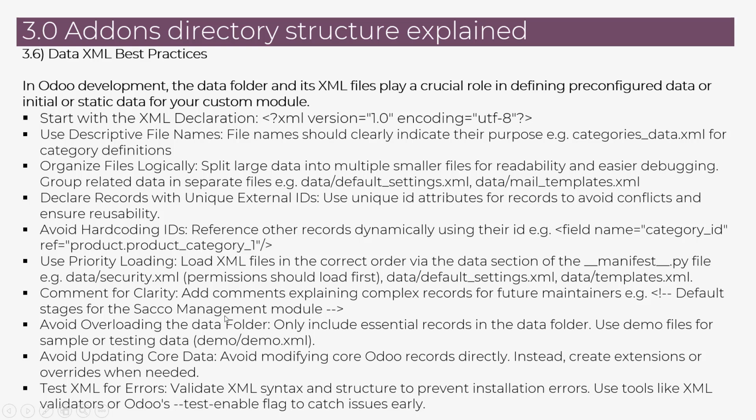So avoid overloading the data folder, only include essential records in the data folder, use demo files for sample or testing data, avoid updating core data, avoid modifying core or Odoo records directly, instead create extensions or overrides when needed. Test the XML for errors.